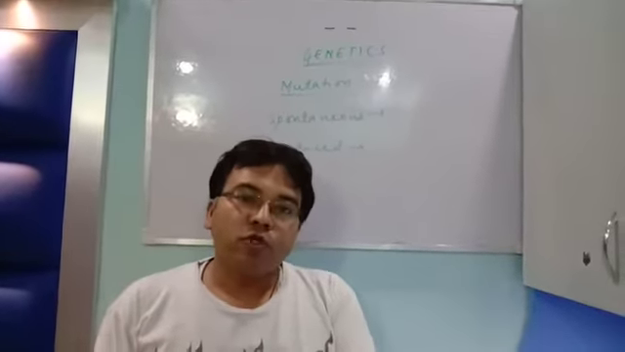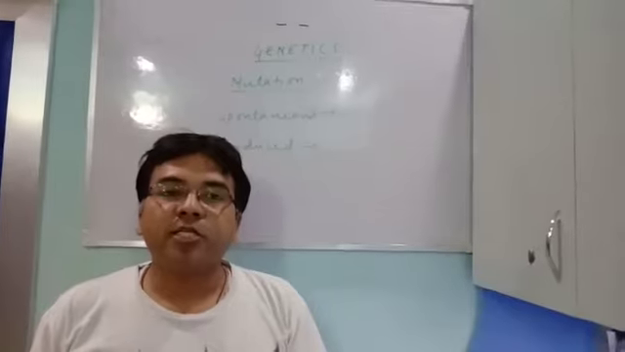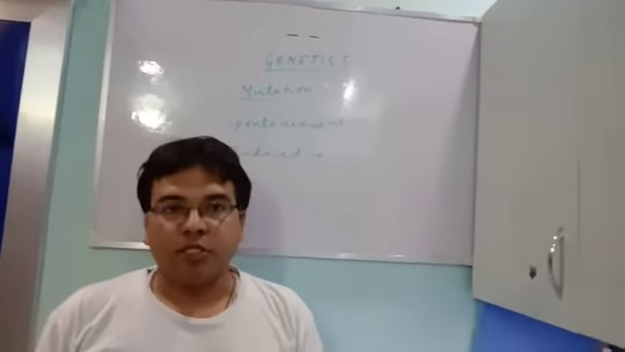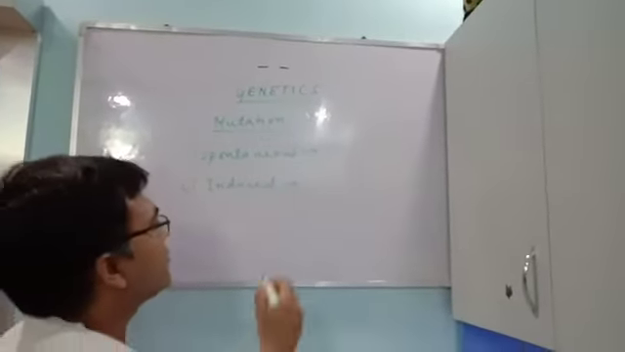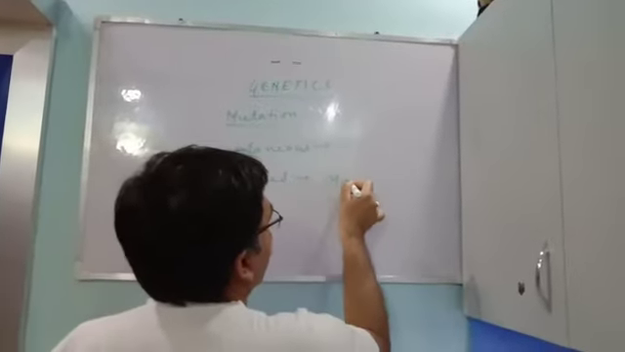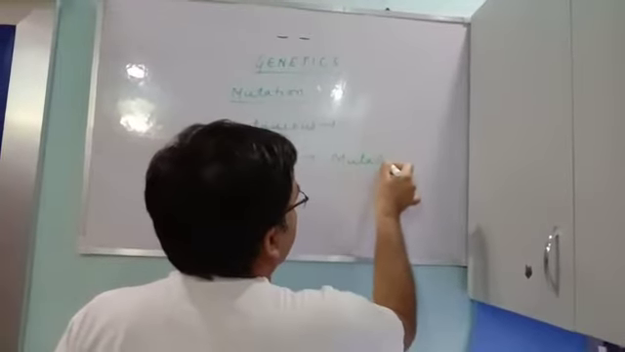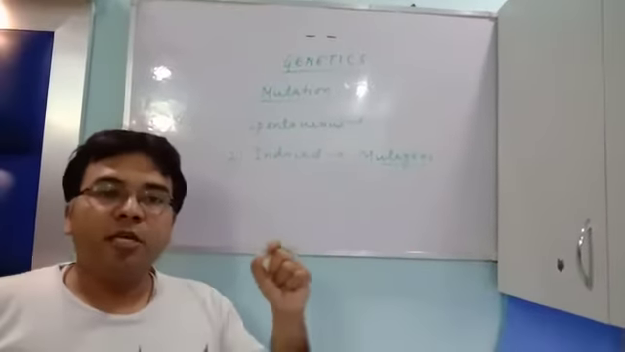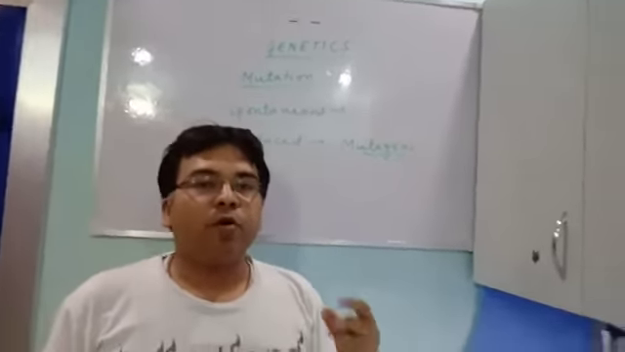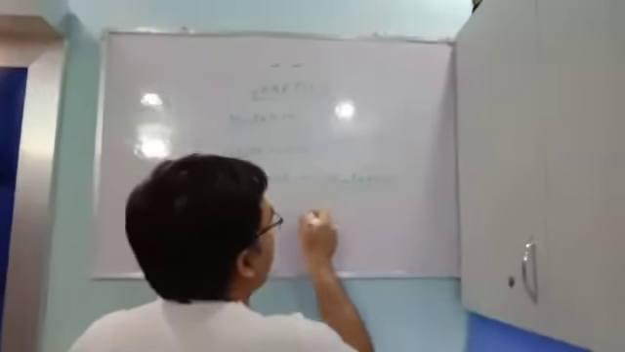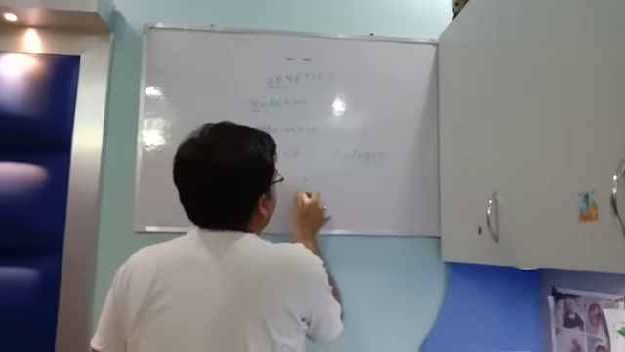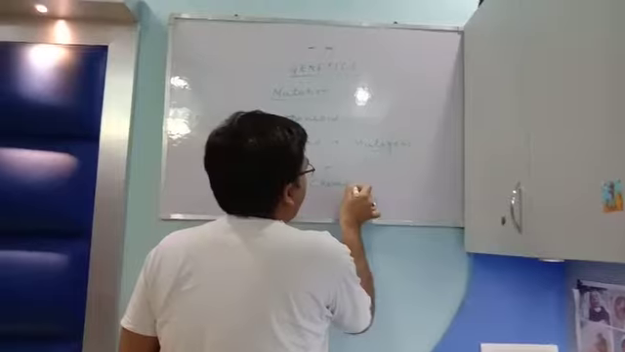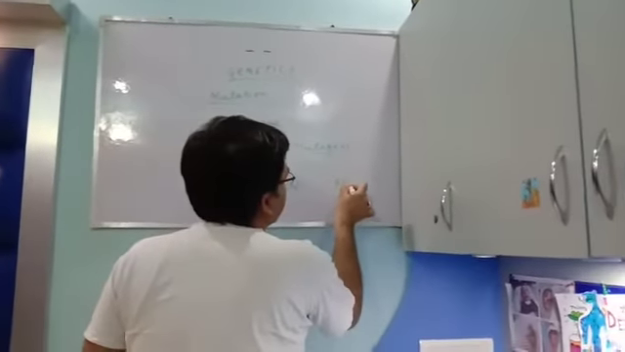Now, for inducing mutations, there are certain agents which are called mutagens. So first, let's study what are mutagens. These mutagens are the mutation causing agents. These mutation causing agents can be of two types. They can be chemical mutagens and we can have physical mutagens.